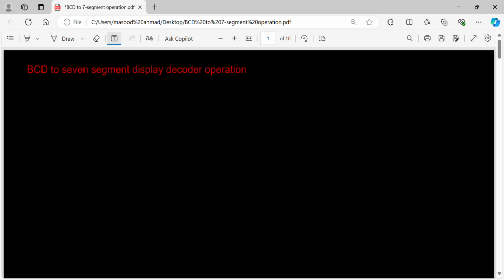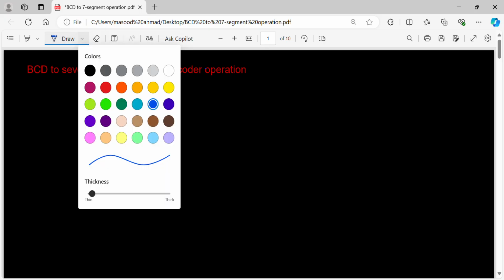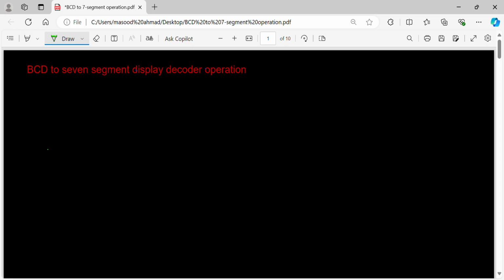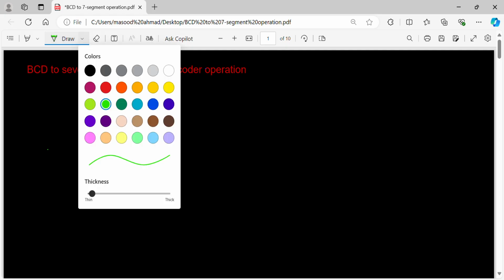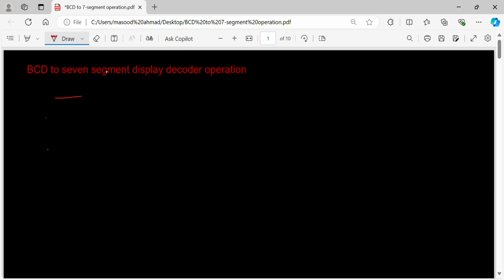My dear students, now we are going to look at the BCD to 7 segment display decoder, how it functions, what is a 7 segment display, how the 7 segment display works. We are trying to investigate. So if you look at the 7 segment display, it will be like this. This is exactly a 7 segment display.